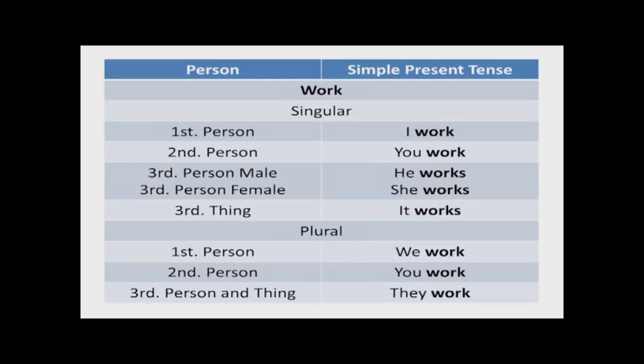So as you can see, we only add an S for the third person if it's male, female, or thing. So we don't say he work. That doesn't sound right, and it's not the correct grammar form to use the verb in simple present tense. We have to add an S and we say he works, she works, it works.